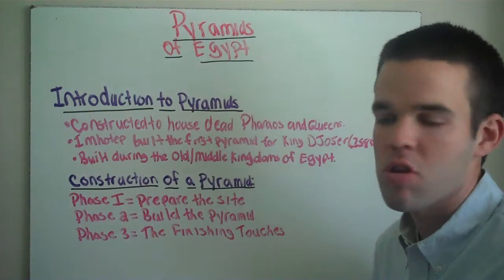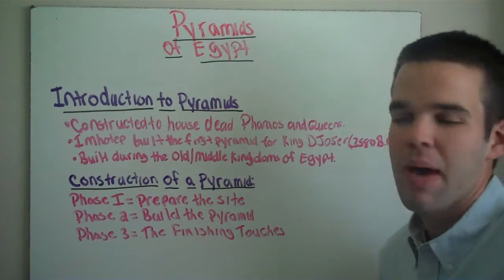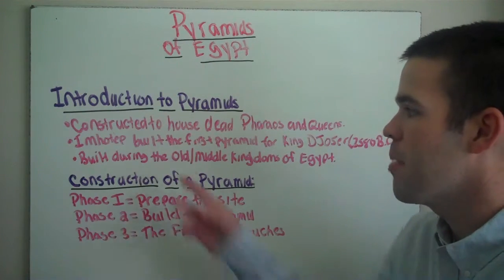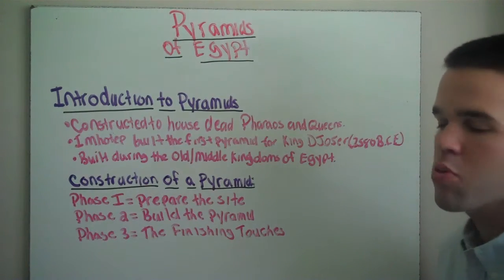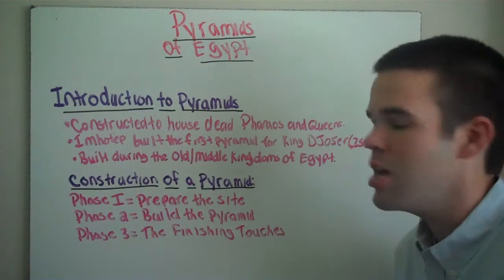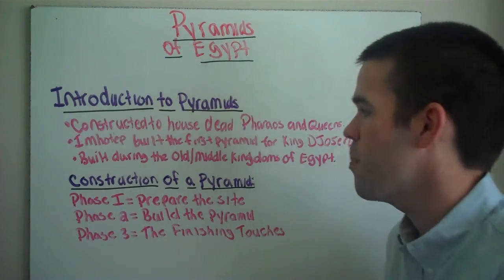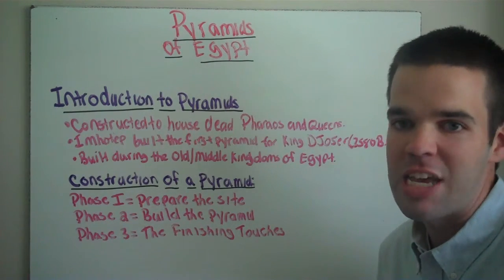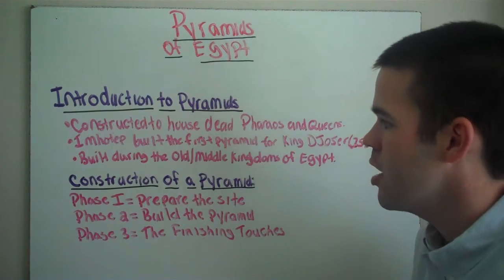So let's start with a little bit of an introduction to pyramids. Pyramids are constructed to house dead pharaohs and queens. Imhotep built the first pyramid for King Djoser around 2580 BCE, or before Common Era. Most of the pyramids were built during the Old and the Middle Kingdom of Egypt. We're going to talk more about that in the Egyptian unit.